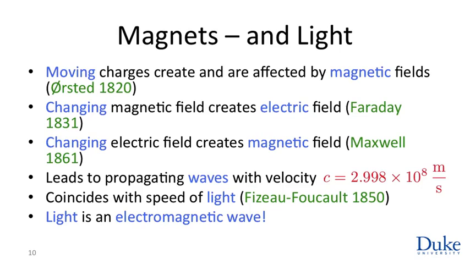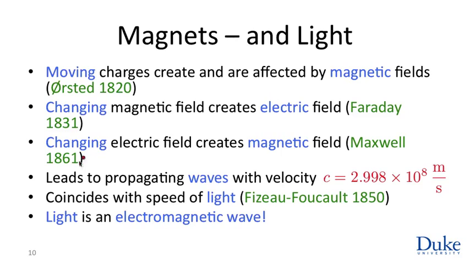The fact that moving charges can create a magnetic field was discovered in 1820 by Ørsted, and it turns out that moving charges are also affected by magnetic fields. We saw that when we moved the coil in the presence of a magnetic field. Faraday realizes the phenomenon that we were discussing, which is that a changing magnetic field is tantamount to an electric field.